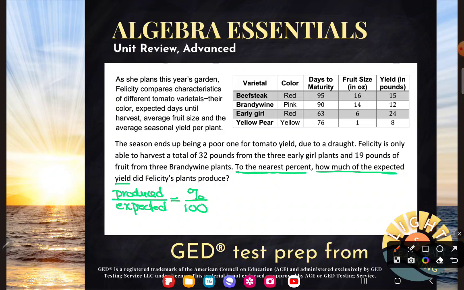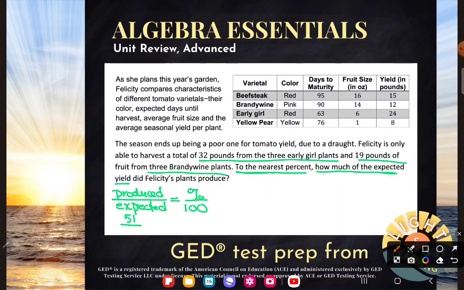So let's see. Felicity is only able to harvest a total of 32 pounds from 3 early girl plants and 19 pounds from 3 brandywine plants. Okay, so if she got 32 from the first 3 plus 19 from the second 3, Miss Felicity produced 51. Well, she didn't. Her plants did. 51 pounds of tomatoes. But she expected to get a lot more, right? And that's where it's going to get a little trickier.